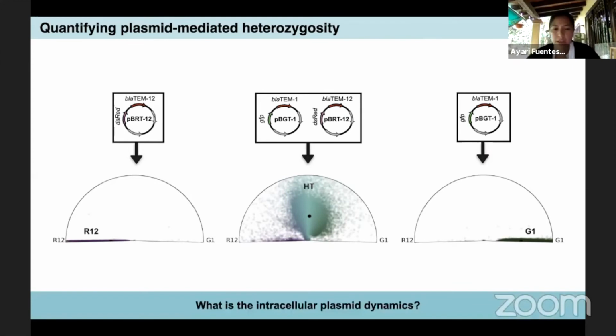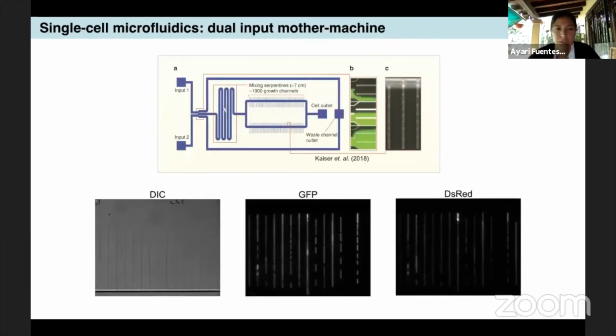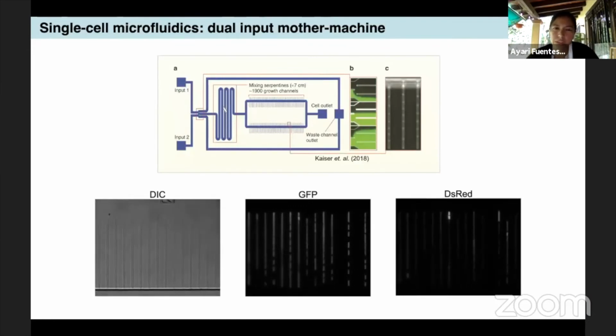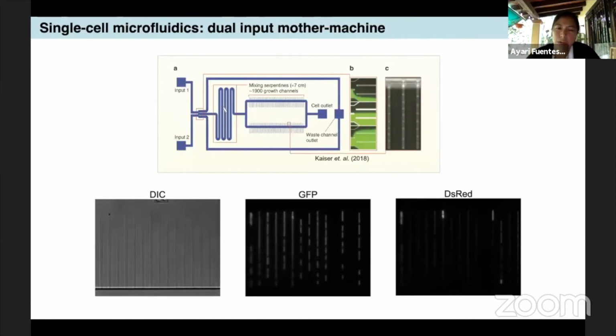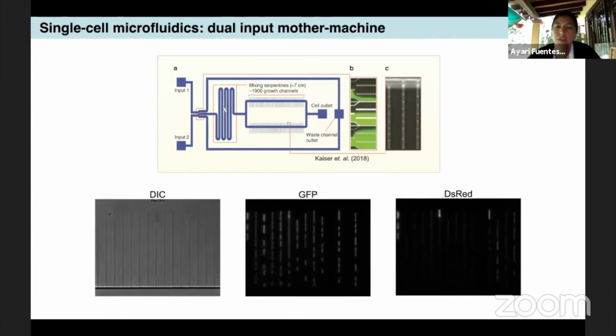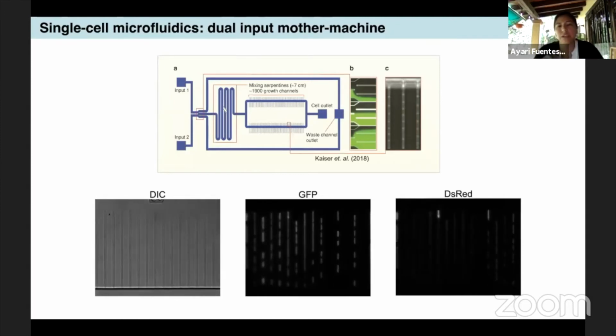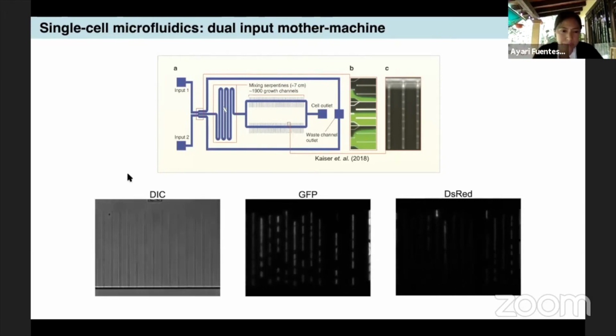But then this is, as I told you, just a sample of the population at the end. But we wanted to see what the intracellular plasmid dynamics are. So in order to see this, we use a single-cell microfluidic device called a dual input mother machine. This is really nice. It's a really small chip made of PDMS, which is just a silicone.